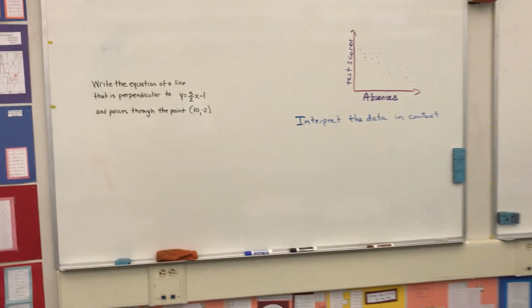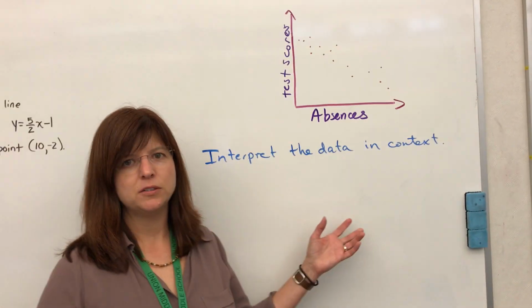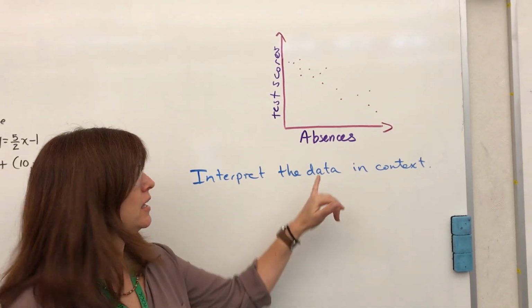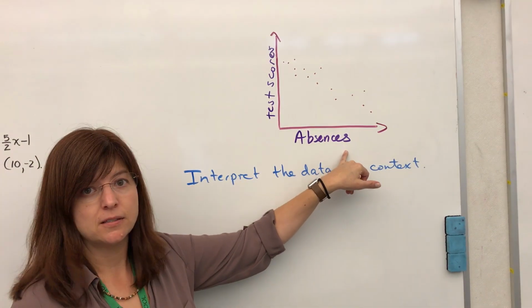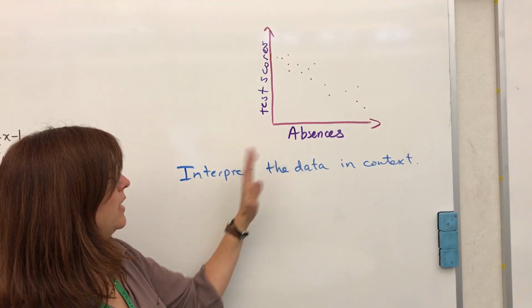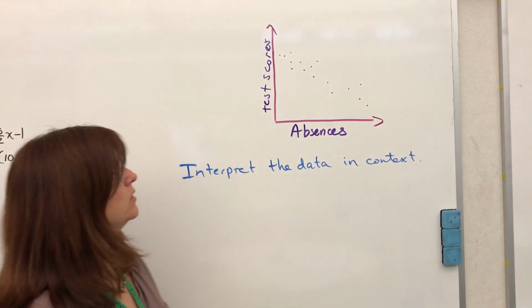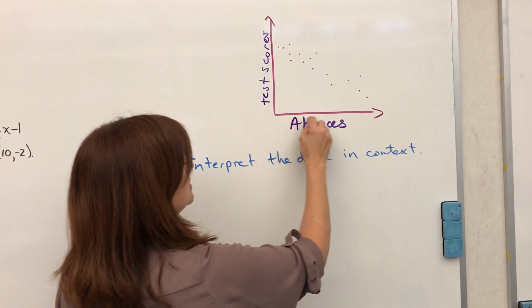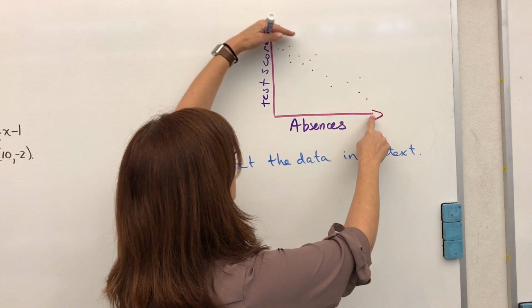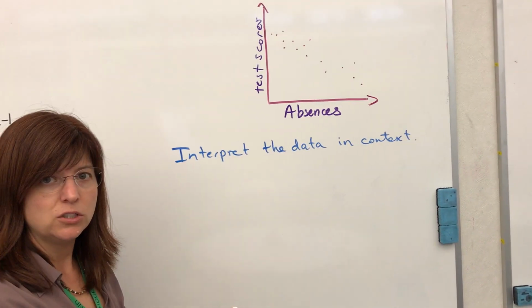Okay, so you'll be asked to find the context for some statistical displays like this scatter plot. And here I'm comparing absences, as in school absences, to test scores. And the instructions say interpret the data in context or something similar. So I noticed that as absences increase, my test scores are decreasing. This is a negative correlation.